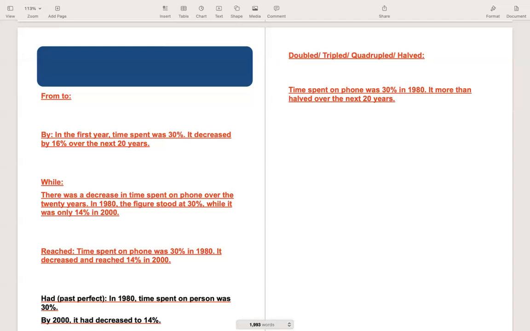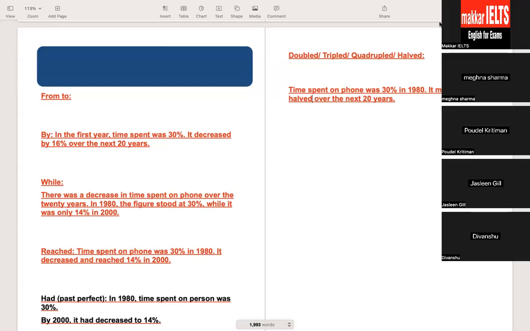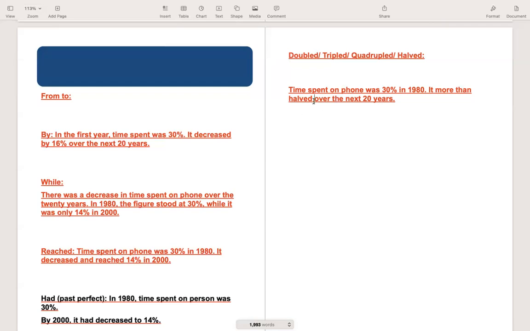Half means how much? 30% to 15%. So why do you have to give 14%? That would not end up making sense. Half already has the data included. You are not going to write the data. If you want to write the meaning of more than half, you're going to use the word to. It more than halved to 14% over the next 20 years. If you have to give the data, you're going to give the value with the word to.